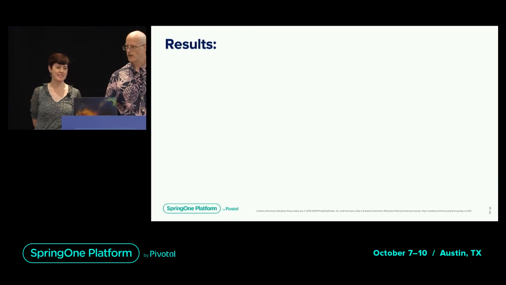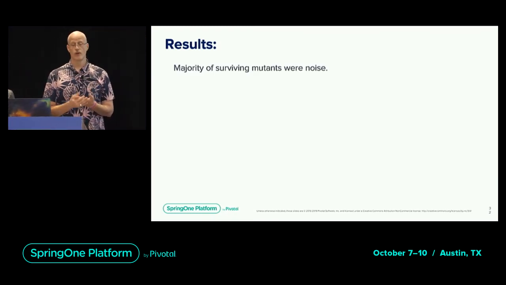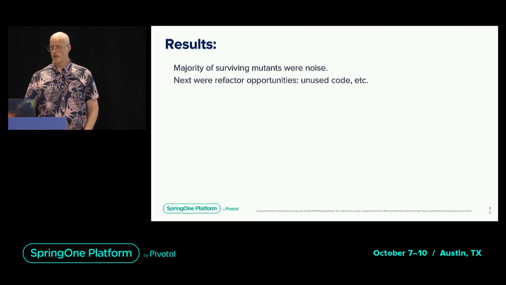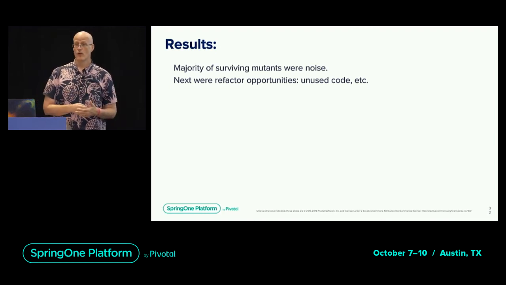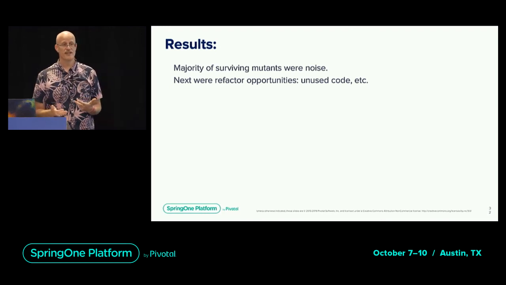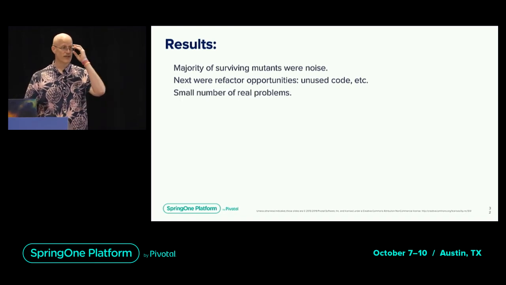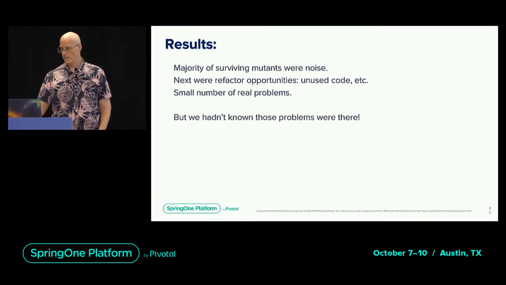Okay. So basically the majority of the surviving mutants were noise. Builders, getters, setters, custom stuff, just not very interesting at all, but worth looking at. There were a handful of refactor opportunities, either like we don't use this code, or there's extra machinery in here that we don't need or is not as precise as we'd like. And there were a small number of real problems in our code coverage that required our attention. But we hadn't known that they were there.